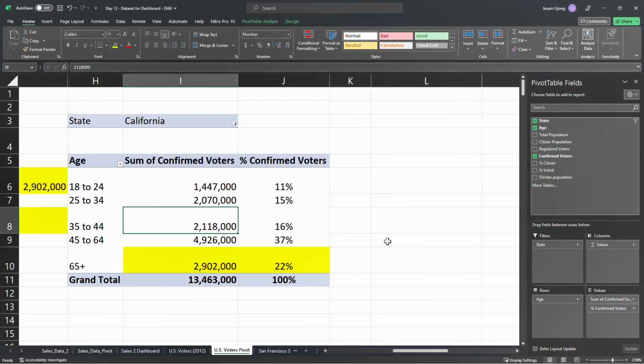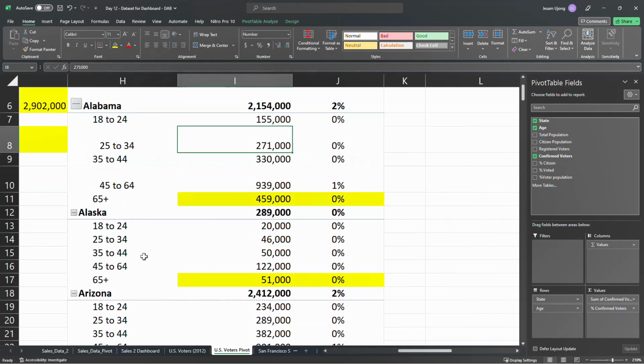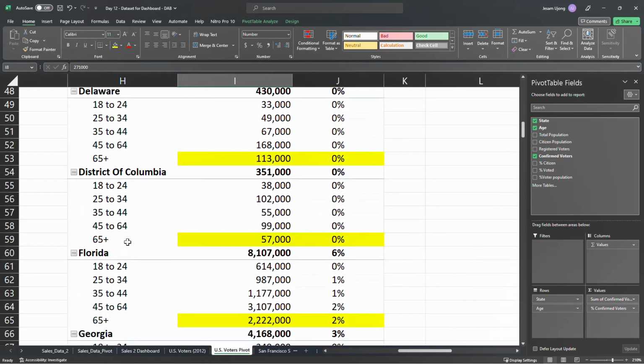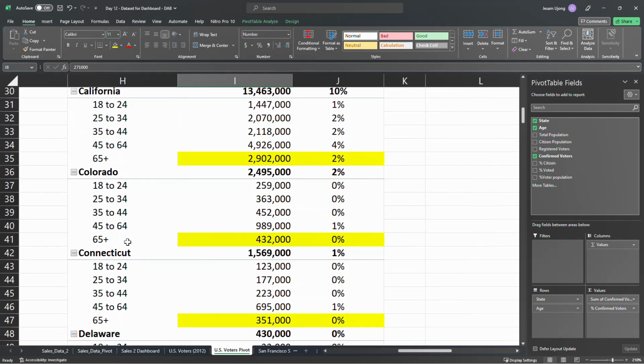So first of all, we may have to move the states here. I'll move the state to the row. So you have states and the age and the percentage contribution. And I'll just go to California.